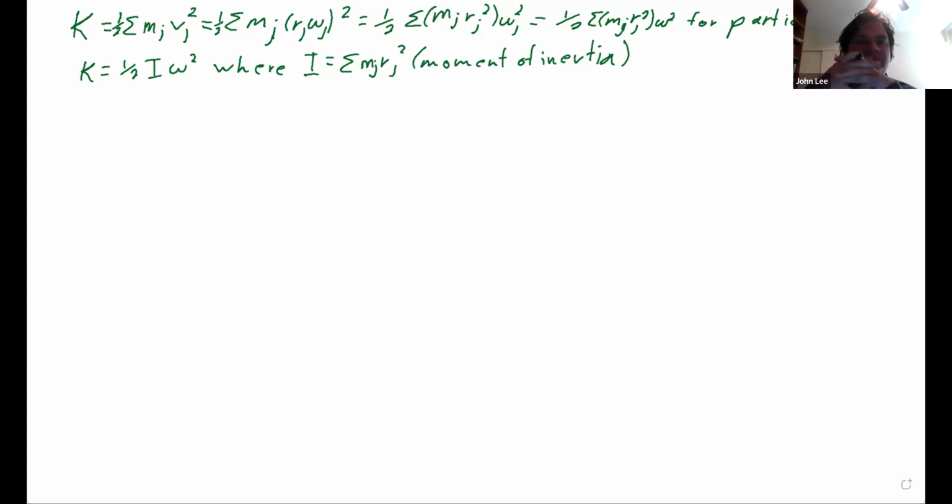As you can see, this is just a factor that is going to act like mass. It's going to be the equivalent of mass for angular velocity, which is related to tangential velocity instead of translational velocity. So K equals 1/2 I omega squared is like K equals 1/2 mv squared, but I is the moment of inertia, and I is given by the sum of all of the masses times r_j squared. So instead of just being the sum of all of the masses, it also depends on their position.